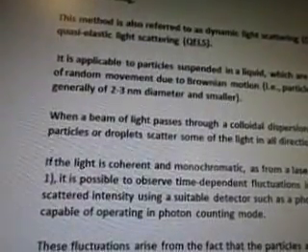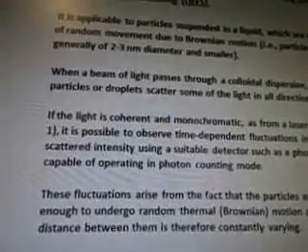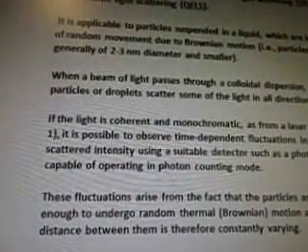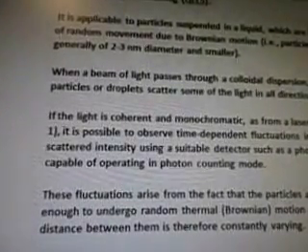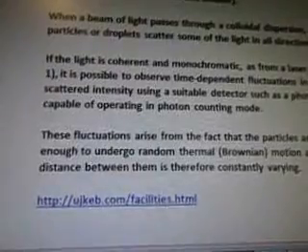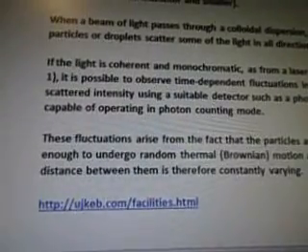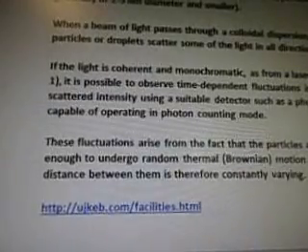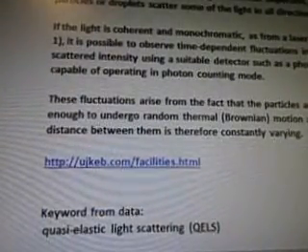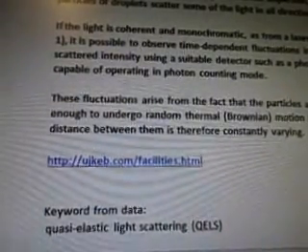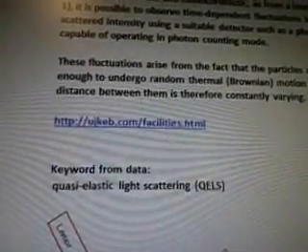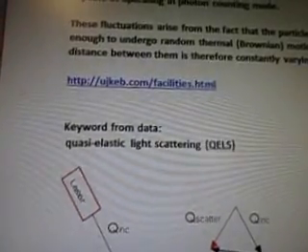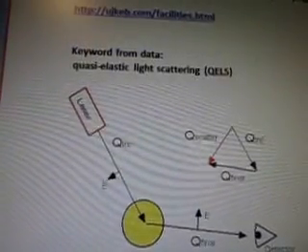When a beam of light passes through a colloidal dispersion, the particles or droplets scatter some of the light in all directions. If the light is coherent and monochromatic, as from a laser, see figure 1, it is possible to observe time-dependent fluctuations in the scattered intensity using a suitable detector such as a photomultiplier capable of operating in photon counting mode. These fluctuations arise from the fact that the particles are small enough to undergo random thermal Brownian motion, and the distance between them is therefore constantly varying. And that's from ujkeb.com.